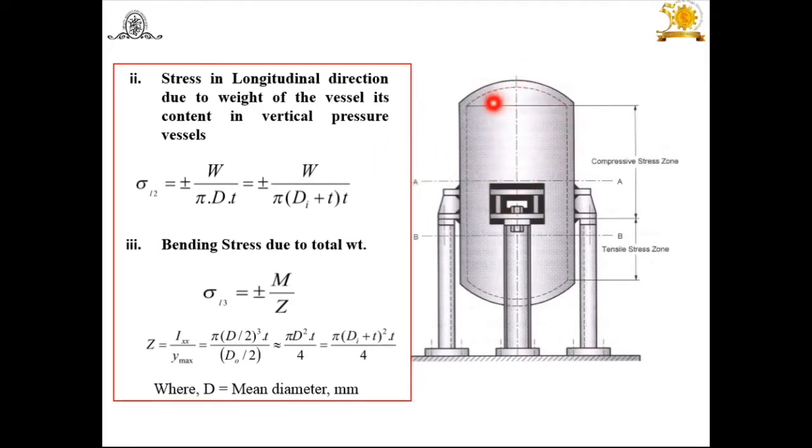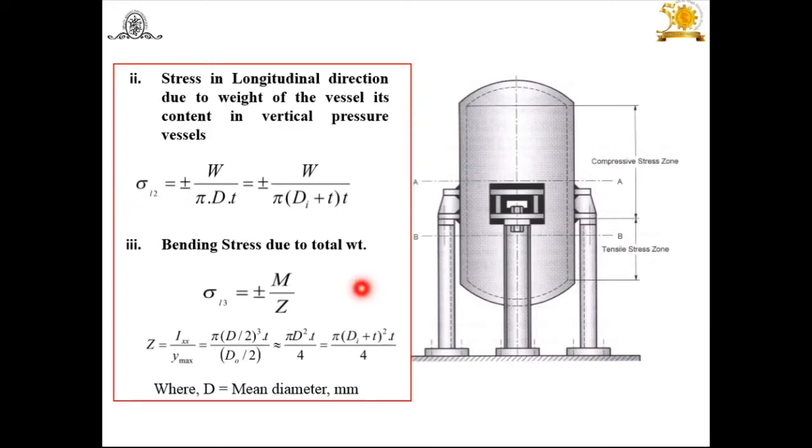This is the weight of the vessel. And second, the weight of the content inside it. Again, the content is having some density, or that material is having density. Again, we can find out the weight of that content also, and adding this weight of the pressure vessel plus the content weight, you will get this W, and you will get sigma L2, that means longitudinal stress.